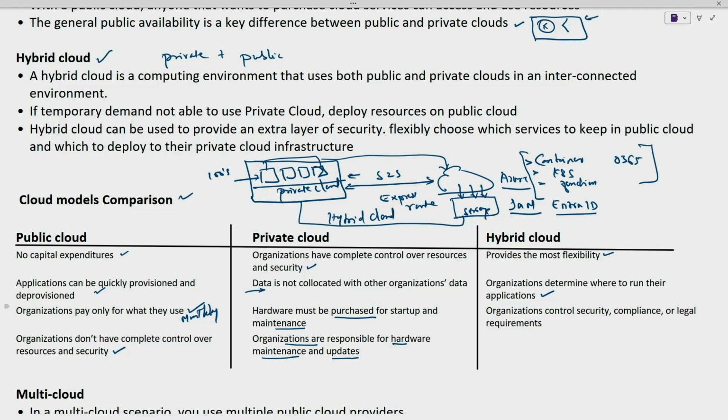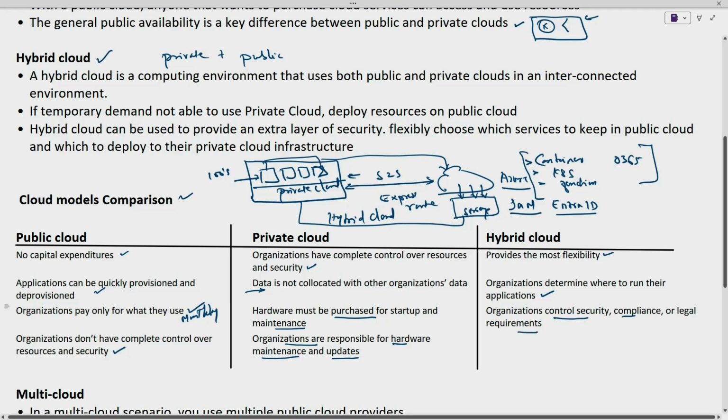In hybrid cloud, since the organization can decide which application has to run on which cloud service platform, they have control over security, compliance, and legal requirements.